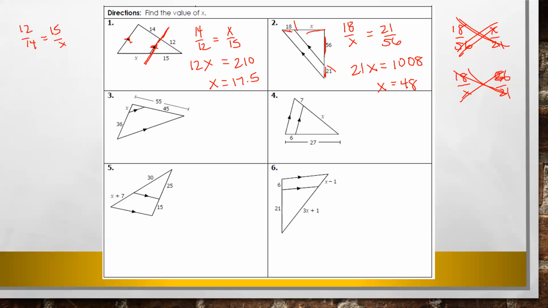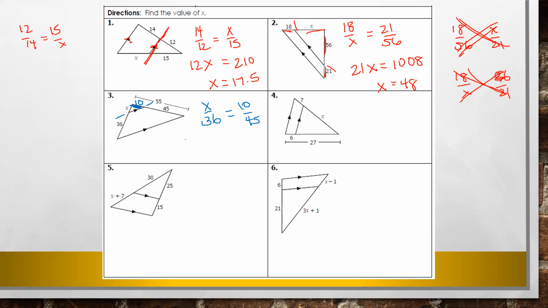Remember way back in Unit 1, we learned the segment addition postulate? What that said was you have a small segment, you add it to another small segment, and you get the big segment. We're going to use that idea to find the length of this little piece right here. If the whole thing is 55 and this piece is 45, well, then we know that this piece would have to be 10 because 10 plus 45 equals 55. And now once we know that, we can set up our proportion, x over 36 and 10 over 45.